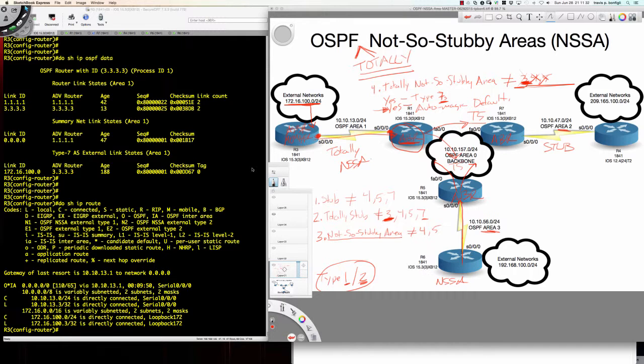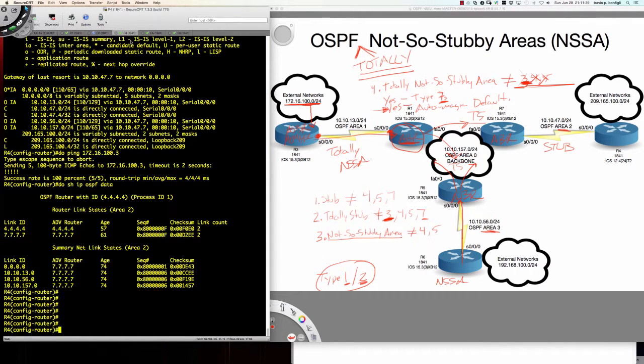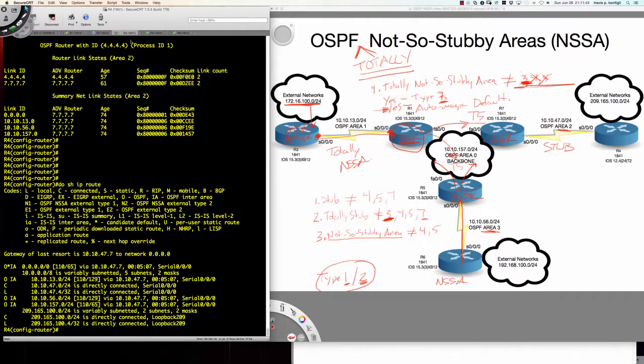So let's go over to the stub area. Does the stub area pick it up, which would be router 4? And based off of what we have there, do show IP route? Absolutely not. The stub area is not going to pick it up. The stub area is only interested in the type 1, type 2, and type 3s. He's not going to see type 4s, he's not going to see type 5s, and he's not going to see type 7s. So let's go ahead and wrap this up with a quick review, right?